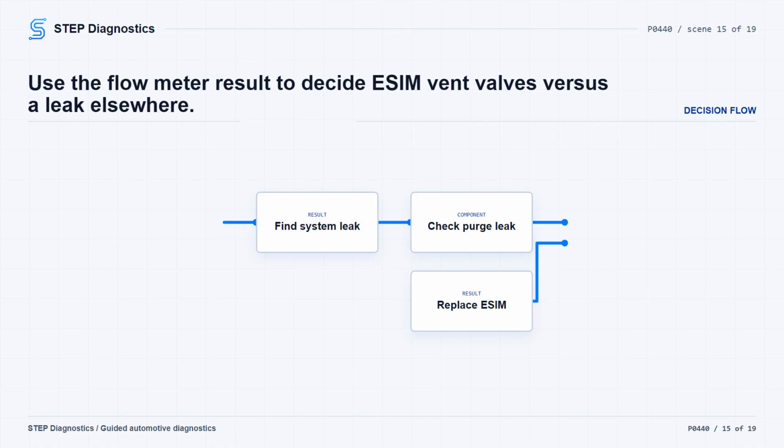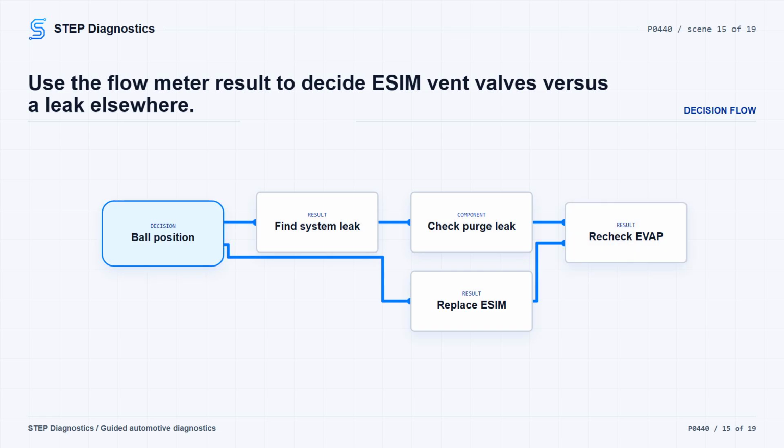If the ball stays above the red flag, the leak is somewhere else in the EVAP system. Locate and repair it with smoke, a hydrocarbon sniffer, or a bubble test. To check the purge solenoid for an internal leak, remove the manifold hose from the purge solenoid, fill the system with smoke, and watch for smoke coming through the purge solenoid. If smoke is present, replace the purge solenoid, then run the intrusive leak evaluation again to verify the repair.